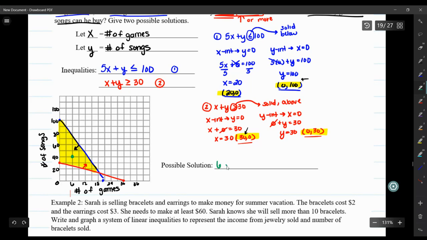I could do 6 games and 40 songs. That'll keep me under my gift card limit. Or I could also do, let's say, 3 games and 80 songs. There's lots of solutions, but those are 2 of them.